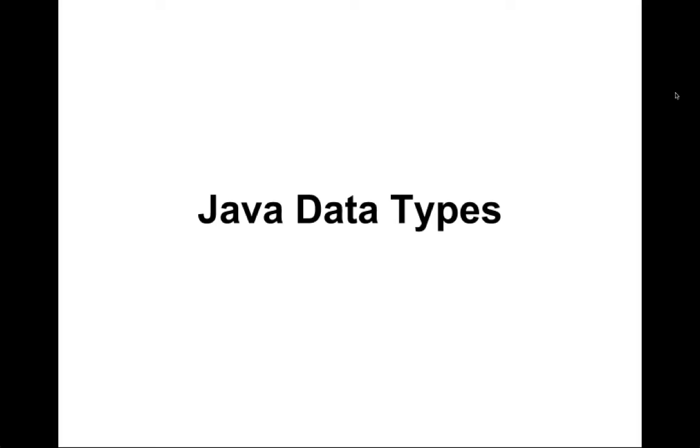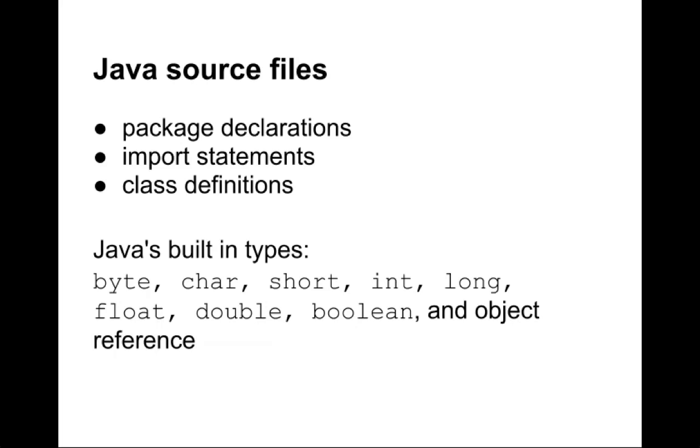Alright, today we're going to talk a little bit about Java data types. So the Java source files can have three types of statements in this order. You can have package statements, import statements, and then the vast majority of our code is going to be in class definitions. So what is a package declaration?